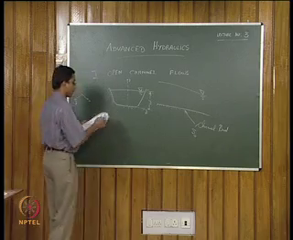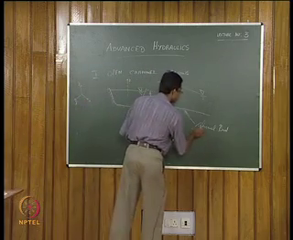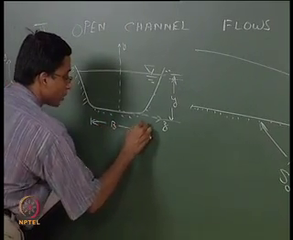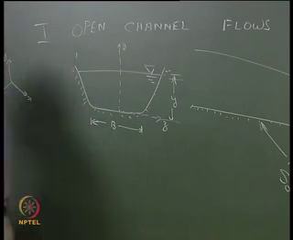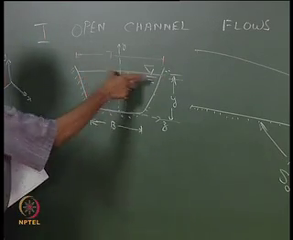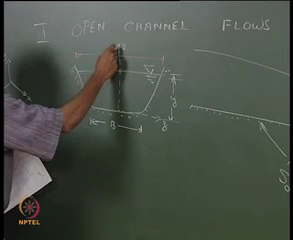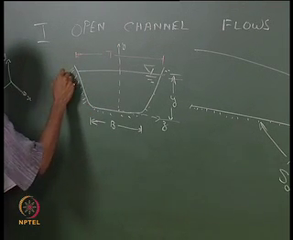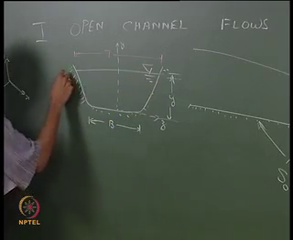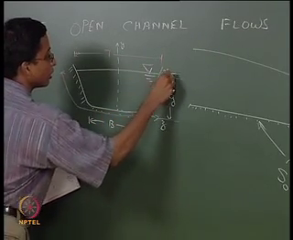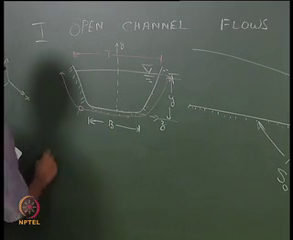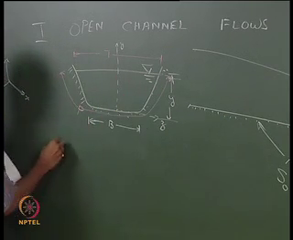As we mentioned, the depth of flow can be given as y, the bed slope can be given as S0, we can provide the width at the bottom of the channel as B, and the width at the top of the channel, that is at the water surface, let us give it as capital T. We can define the wetted perimeter as the perimeter along the boundary where the boundary is wetted. So, this is your wetted perimeter P.